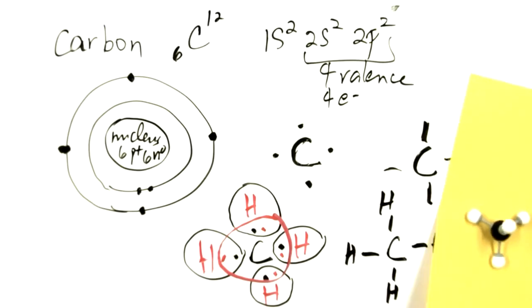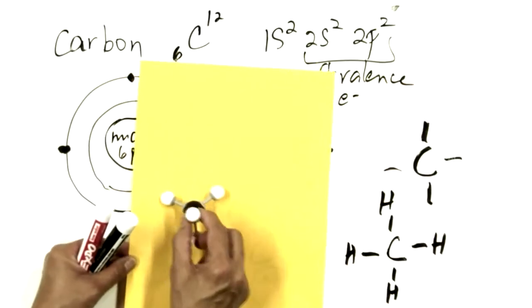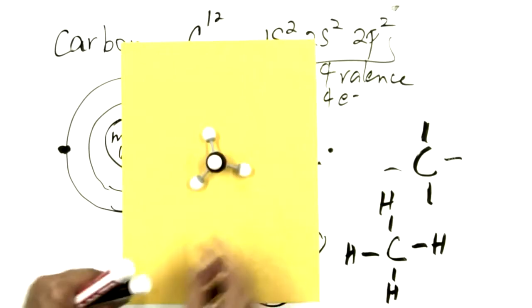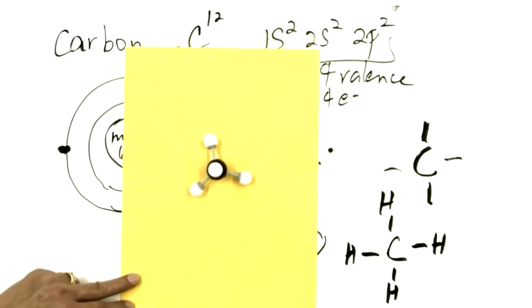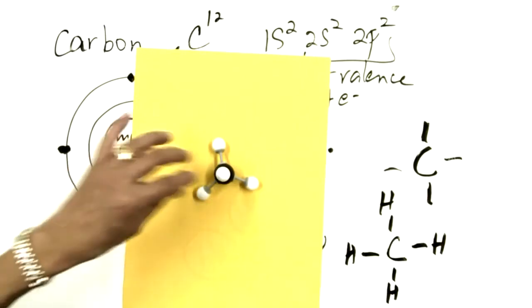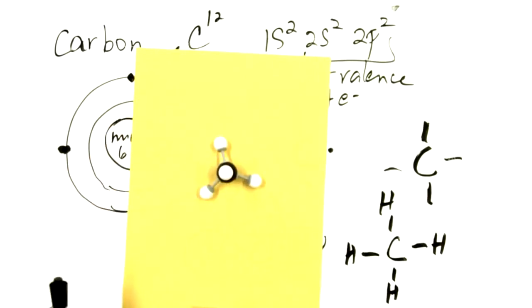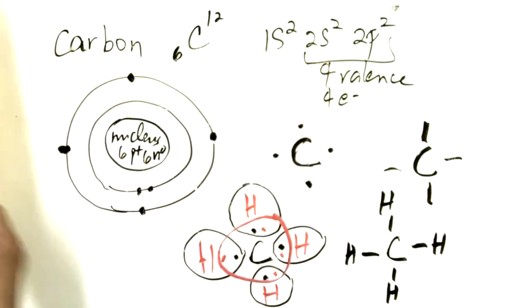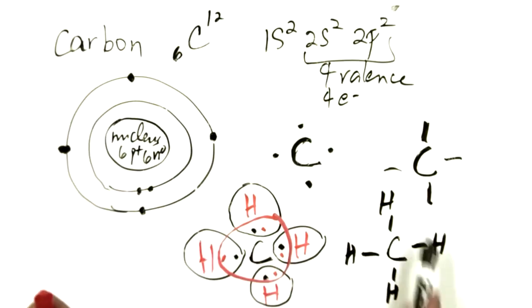All right, so we can represent that by this model. So you have the carbon with your 4 hydrogen atoms. All right, so how did carbon become stable again? It had to share a pair of electrons with 4 hydrogen atoms. Why 4? Because each hydrogen atom can only share 1 electron, right? So that is for your carbon with 4 hydrogens, sharing electrons with 4 hydrogens.